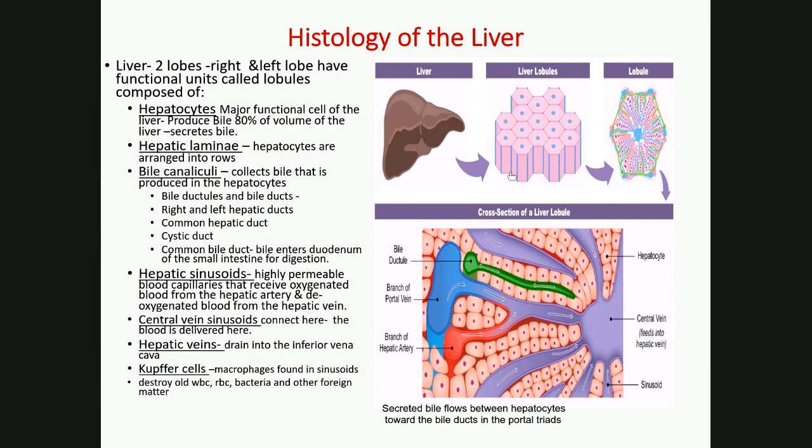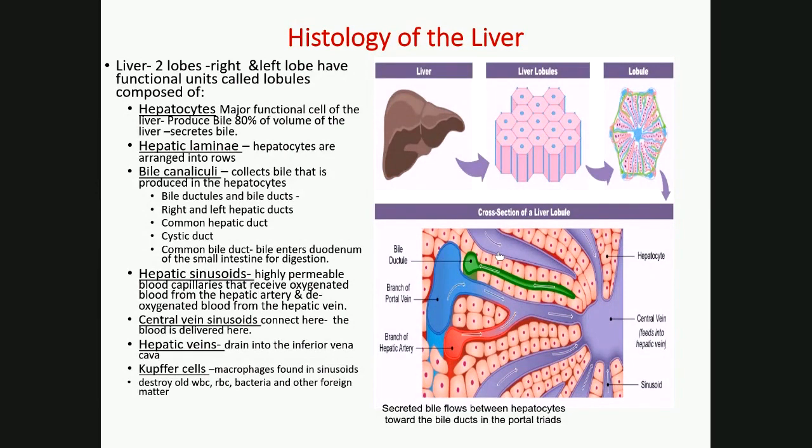First of all, a hepatocyte is the major functional cell of the liver, and this primarily produces bile. So you can see the hepatocytes are these little structures here. They are lined up in a series of rows called hepatic laminae. So this is hepatic laminae made up of these hepatocytes.